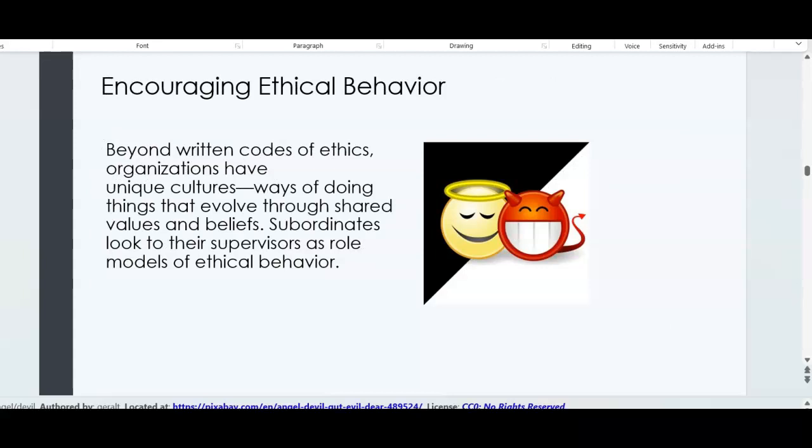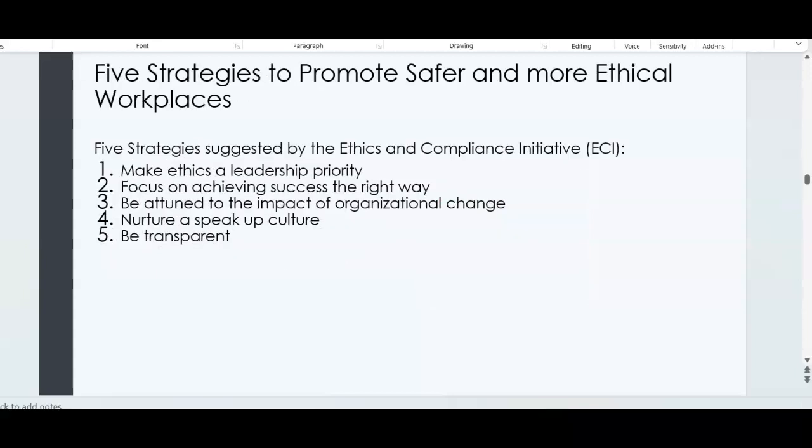So there are some things that organizations want to do, particularly managers, to encourage ethical behavior. And I think one of the most important ways that a company can encourage its employees to behave ethically is to make sure management themselves set the standard for that behavior and that their behavior is visible. So, 5 strategies for promoting a more ethical workplace.